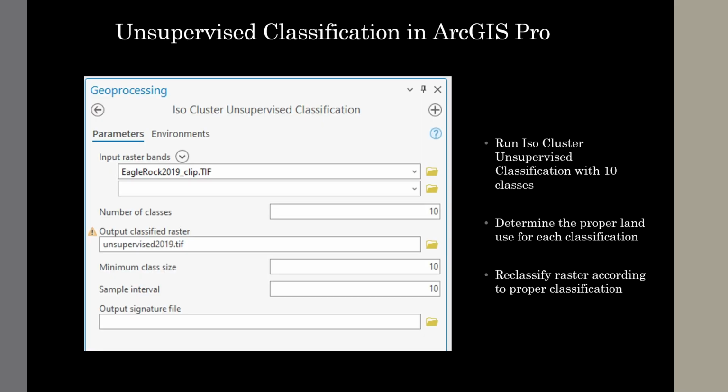For the simplest classification method, ISO Cluster unsupervised was run in ArcGIS Pro with a total of 10 classes, a minimum class size of 10, and a sample interval of 10. This creates a simple classification that needs to be assigned to its corresponding land class.